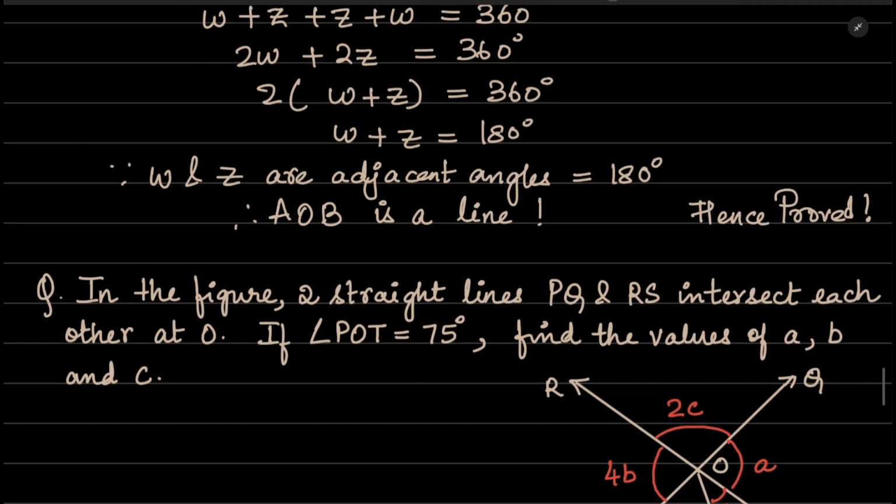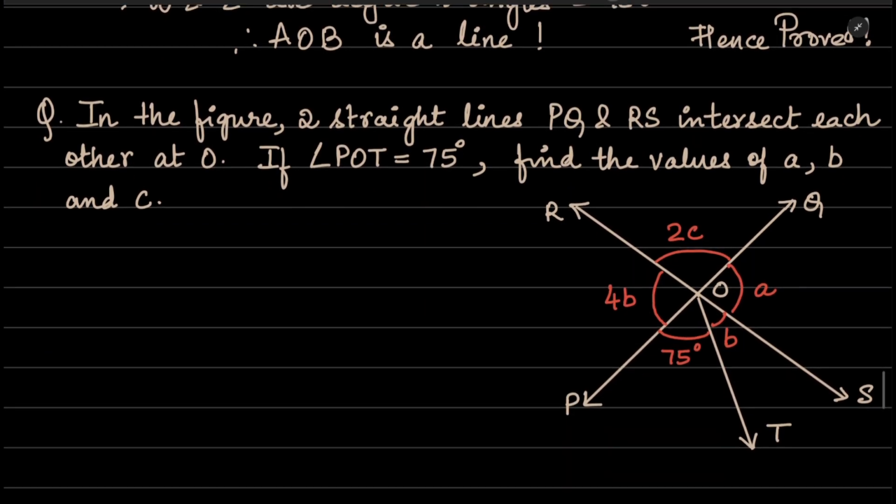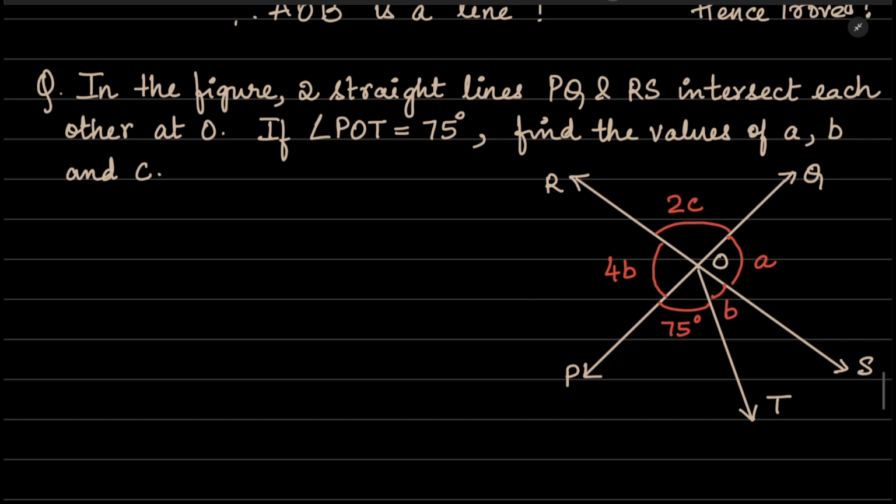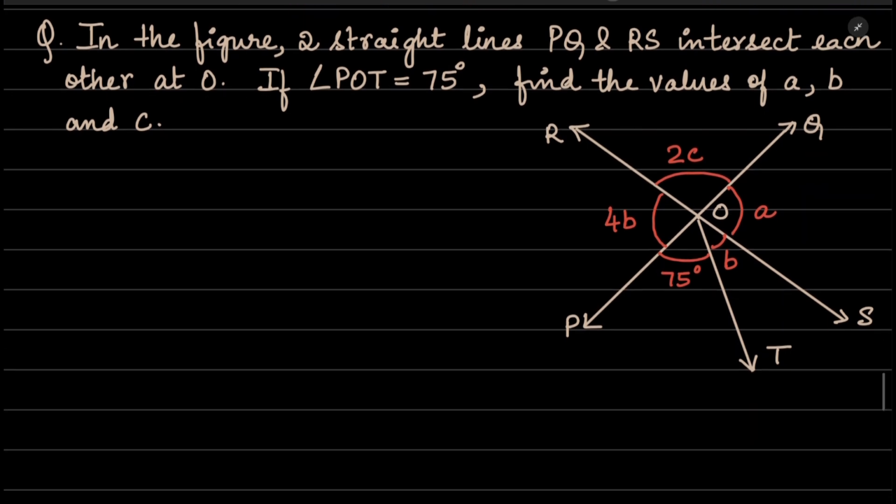Okay. Let's move on to the next question. In the next question, you are given in the figure two straight lines PQ and RS intersect each other at O. Whenever two lines intersect each other, what should be one of the things that you immediately remember, that vertically opposite angles are equal. Always remember this property or concept, that vertically opposite angles are always equal.